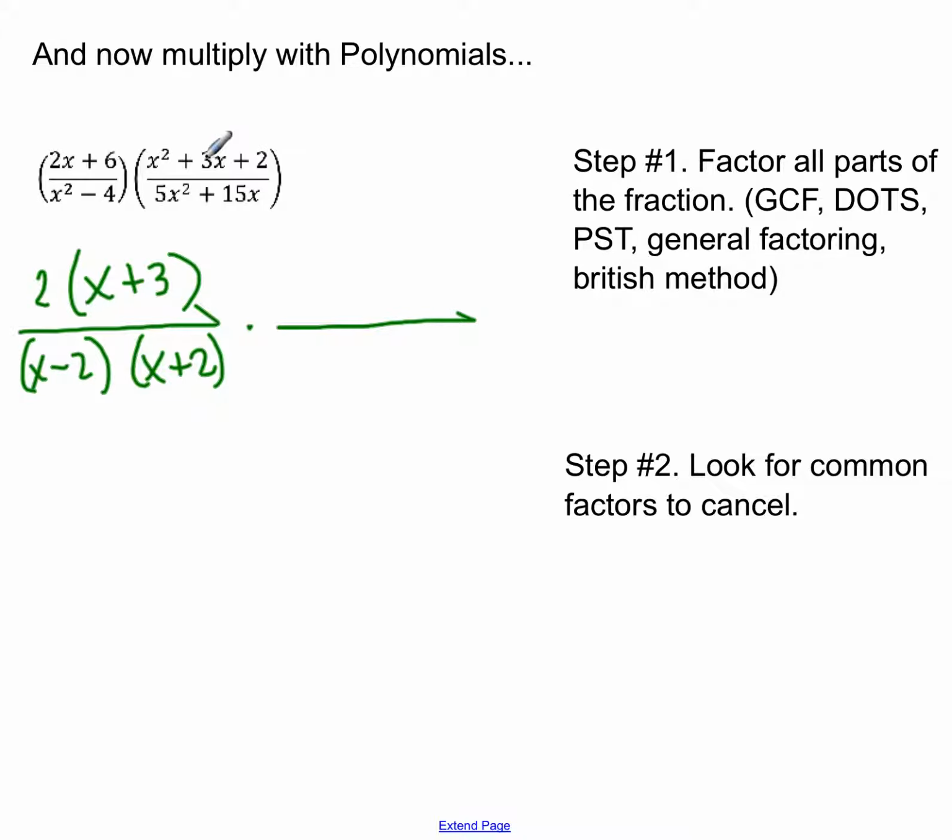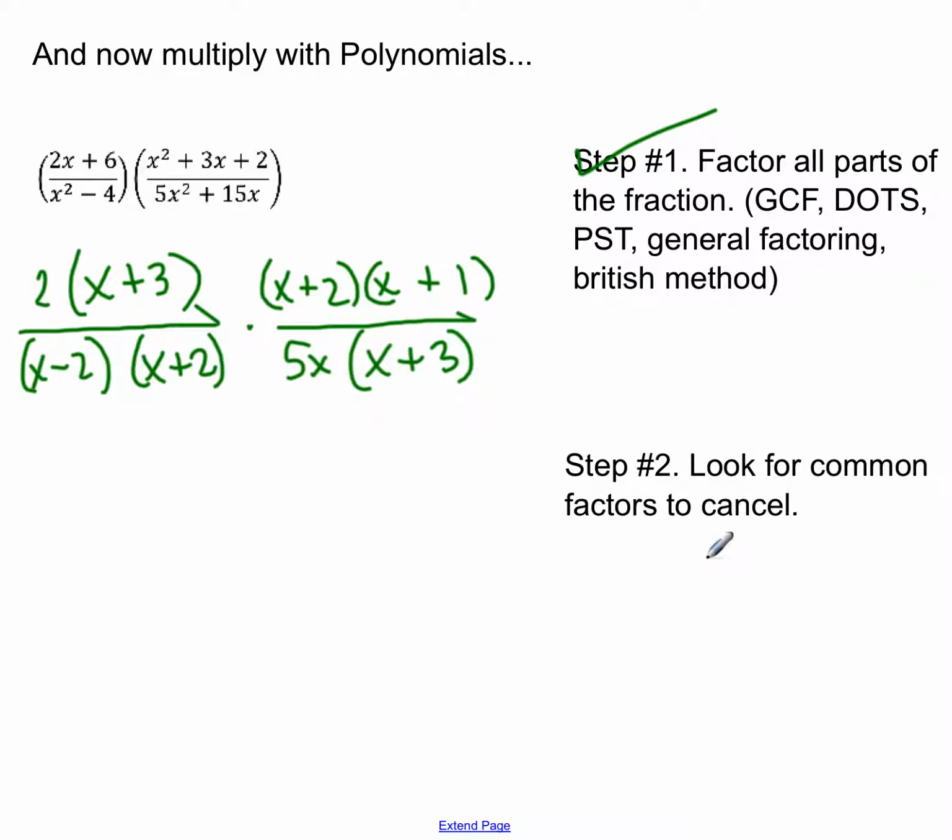Okay. The top here, I have to think about. Looks like it falls into the general factoring category. X plus 2, x plus 1. That would give me that. If I factor the bottom here, again, it's going to be a GCF. So I'll start with 5x on the outside, and on the inside I'll have x plus 3. Okay, step 1, check. I factored everything. It's just like prime factorization, right?